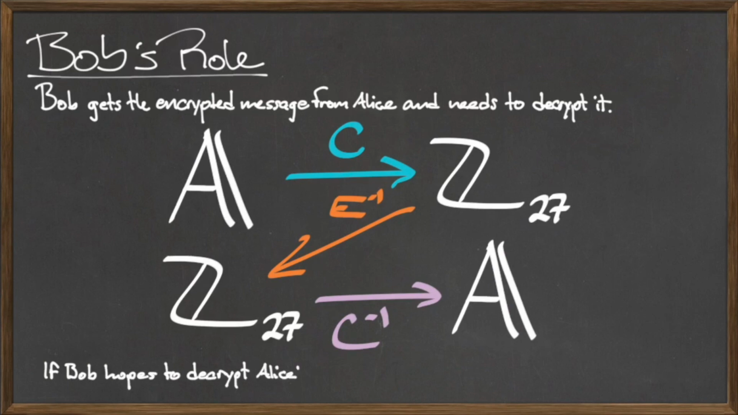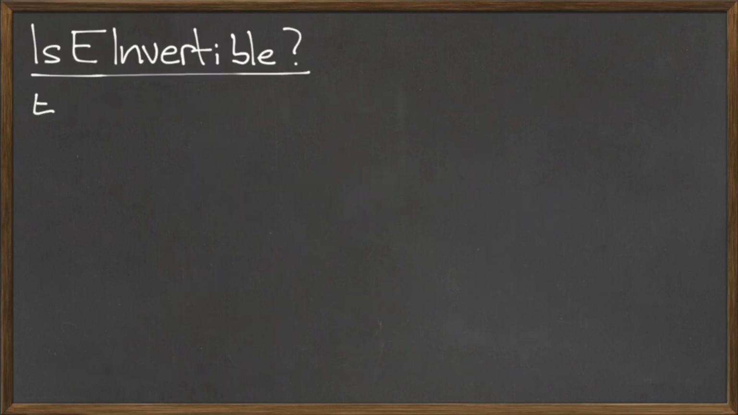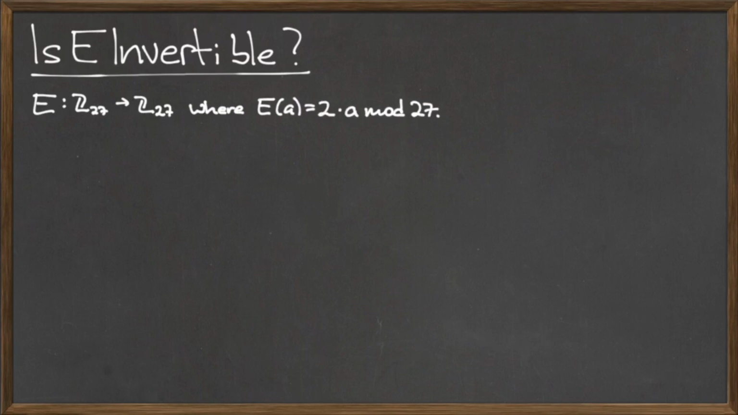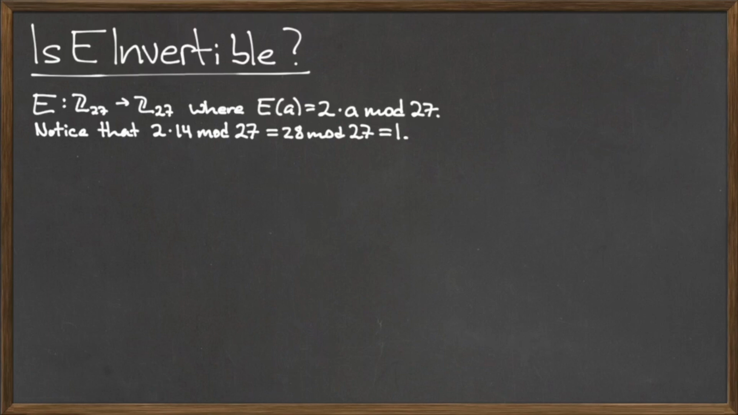However, in order for this process to take place, Alice's encryption function E must be invertible, otherwise Bob cannot undo the encryption. We will discuss element inverses in ZMod N in a later video, so for now, a brief description will suffice. The encryption function used by Alice was E of A equals 2 times A mod 27. To undo this encryption function, Bob must find 2's multiplicative inverse in ZMod27.